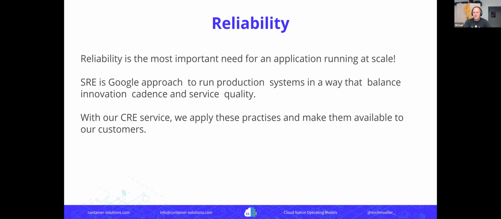Reliability is the most important need for an application running at scale. If you have end users and you want to scale, you want to make your users happy and prevent them from running to other villages, then you need to be reliable and you need to be able to create value at each point in time, fast: automation, CI/CD. SRE is Google's approach to run production systems in a way that balances this whole thing.